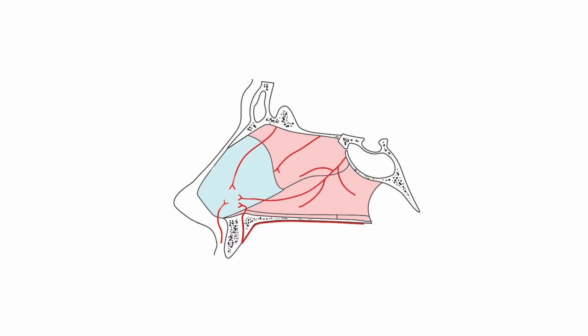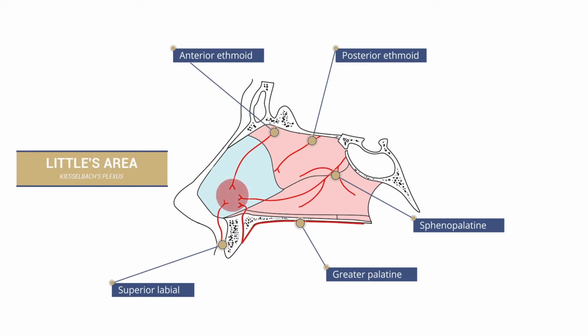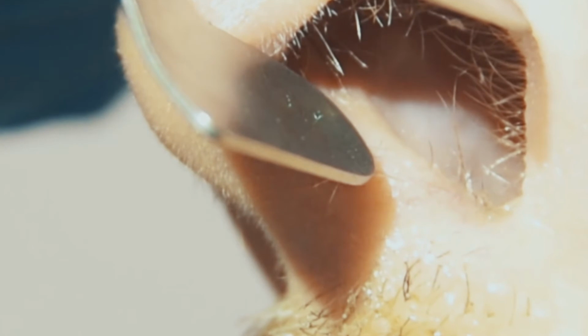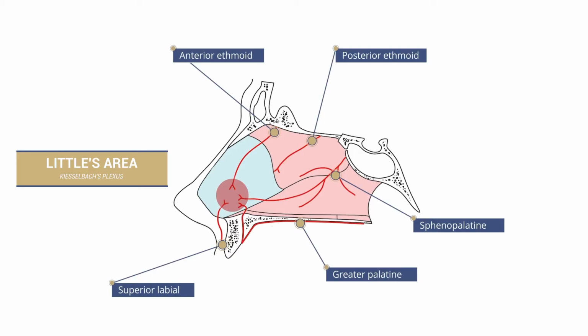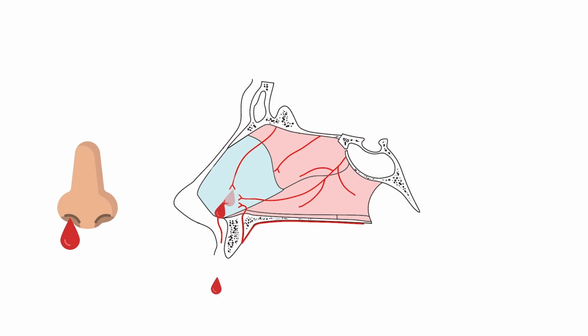The next step should be to try to establish where the bleeding is coming from. The vast majority of bleeding is anterior, originating in Little's area, alternatively known as Kiesselbach's plexus on the medial septum. Apart from where they are located, there are some important differences between anterior and posterior bleeding. Anterior bleeding is more common in younger people and easier to manage.